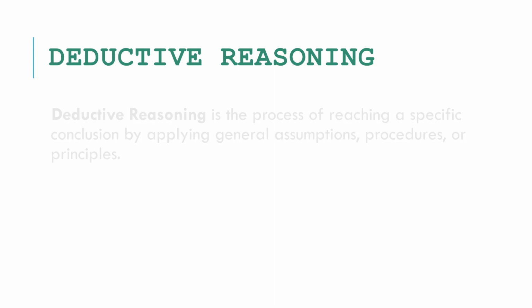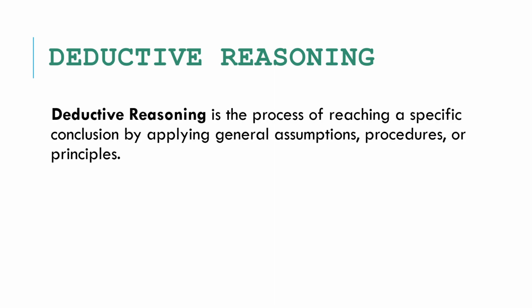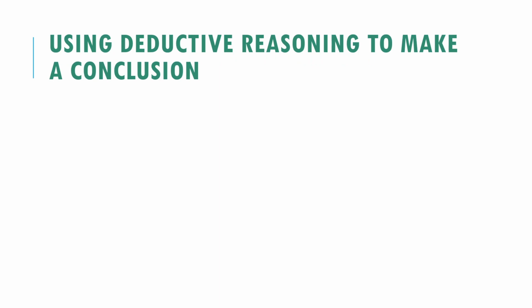Now, if in inductive reasoning you have specific examples to draw out a general conclusion, the opposite is true for deductive reasoning. Deductive reasoning is simply the process of us reaching a specific conclusion by applying general assumptions, procedures, or principles. Okay, or when we use general examples to draw out a specific conclusion, then what we are using is deductive reasoning. Okay, so if inductive is from specific to general, deductive reasoning on the other hand is from general to specific. Okay, now let's try to use deductive reasoning to make a conclusion.